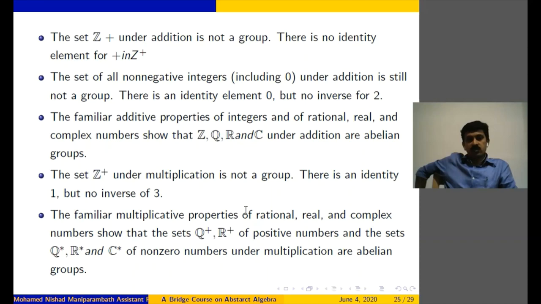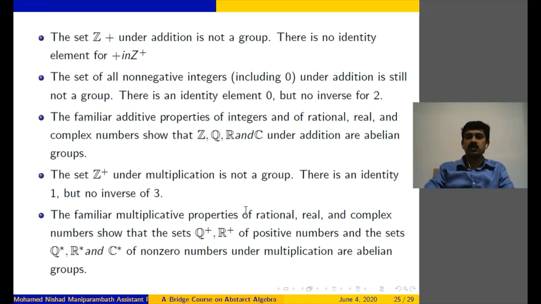I give you these examples as an exercise. Since the binary operation is there, you may check whether it is associative, whether there exists an identity, whether there exists an inverse, and whether the group is abelian. All the things just mentioned here, you may try by yourself also. These are very simple and basic examples.